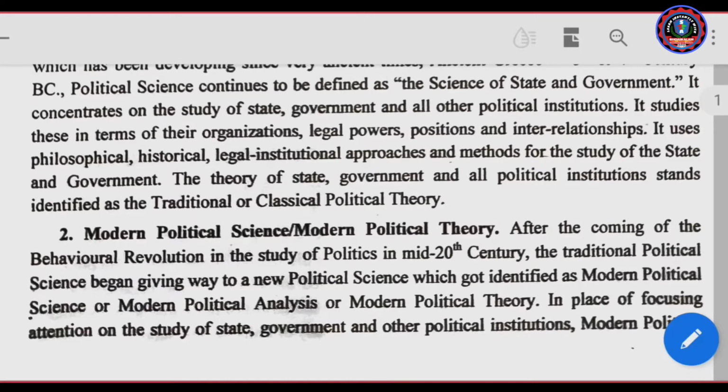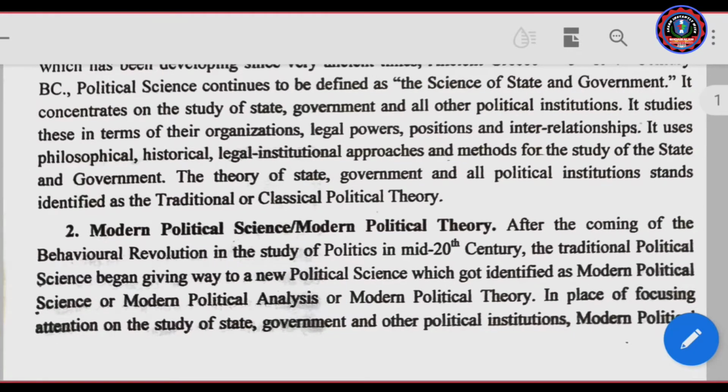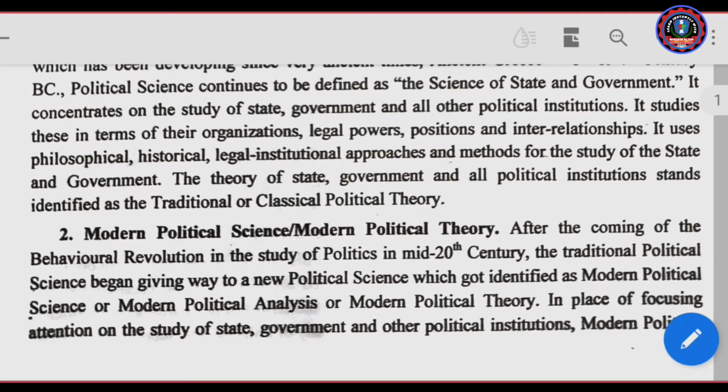Suppose, for example, you discuss the powers of the prime minister. That also is called political science. That is also studied within political science. In class 10, we discussed legislature, executive, judiciary. That is also political science. Within the state and within the government, whichever organs are there, we study in political science.